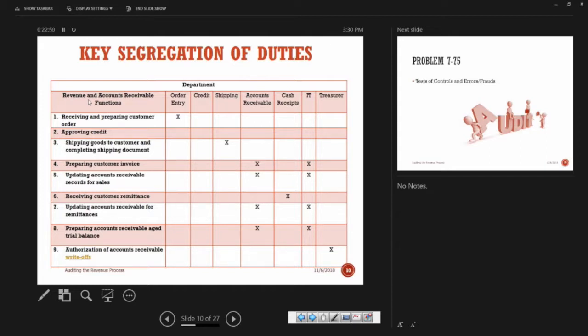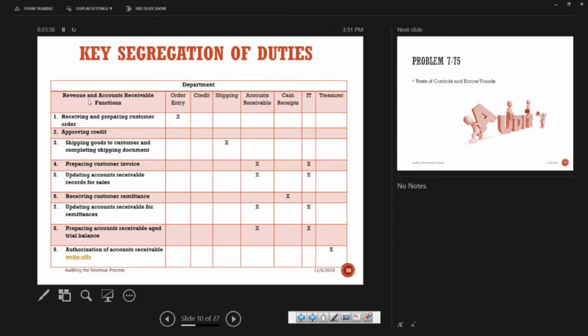Is it universal for every client? It should look like this, but this is more broad because it's just the revenue cycle in general. So for a particular client, this could be a lot more detailed, right? Because within order entry, they might have different functions. Within credit, they might have different functions. So it could actually be more expansive for a particular client. But just based on the broad categories of the revenue and collection cycle, this is more general.